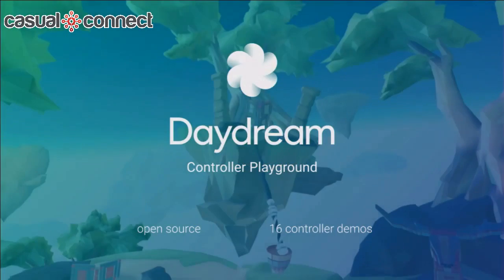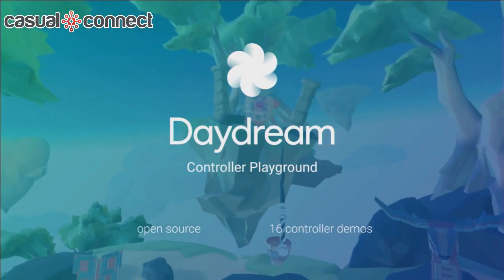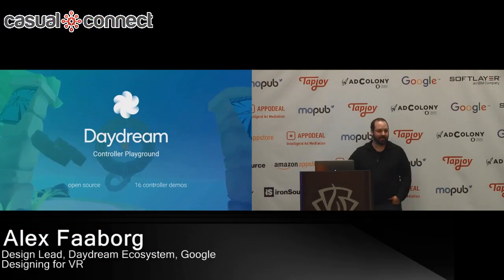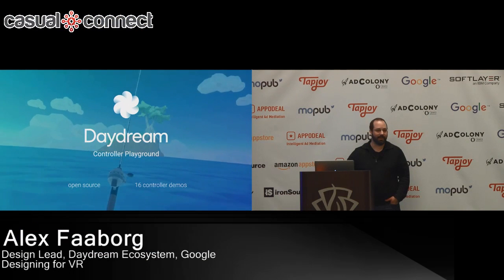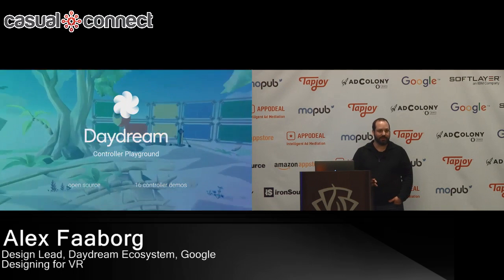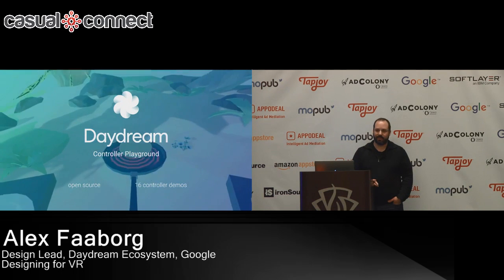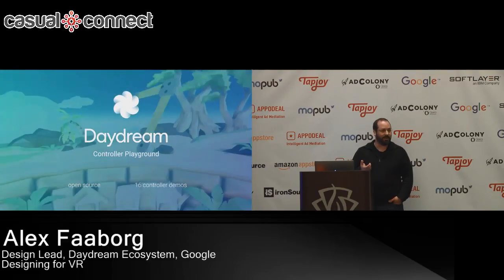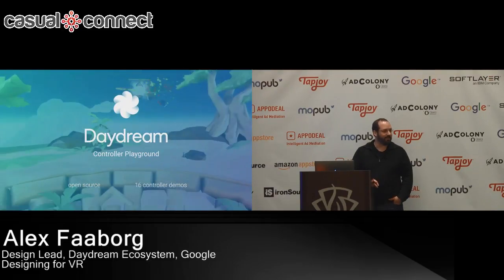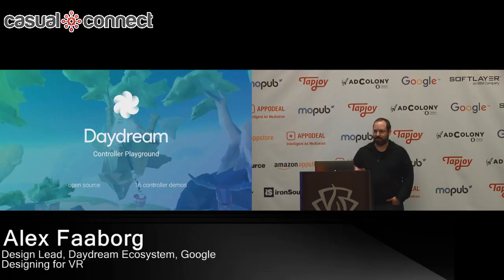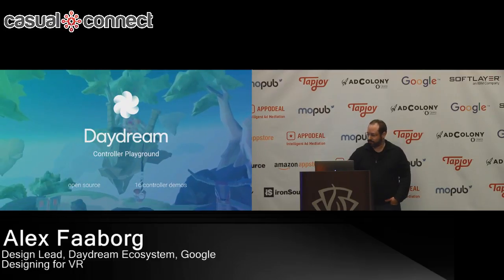All right, so we've released all of these. There's 16 demos called the Daydream Controller Playground. It's up on GitHub, so you can look at all the source code. And you can build your own dev kit with Daydream right now. You can just use the Nexus 6P as the phone. And if you use any Android phone, you can install an emulator on it to emulate the controller. So if you want to begin development for Daydream applications, you can dive right in.